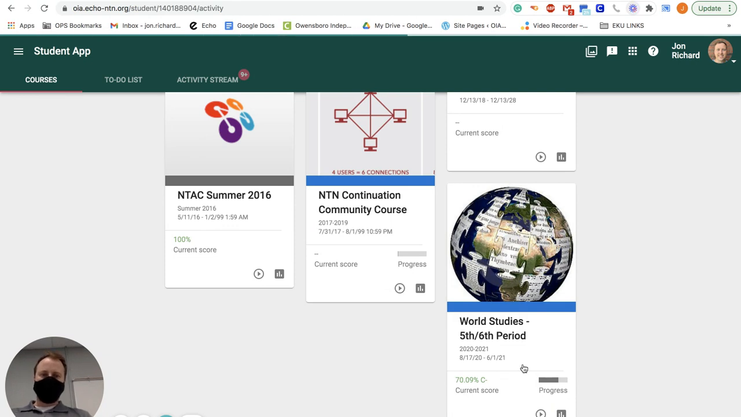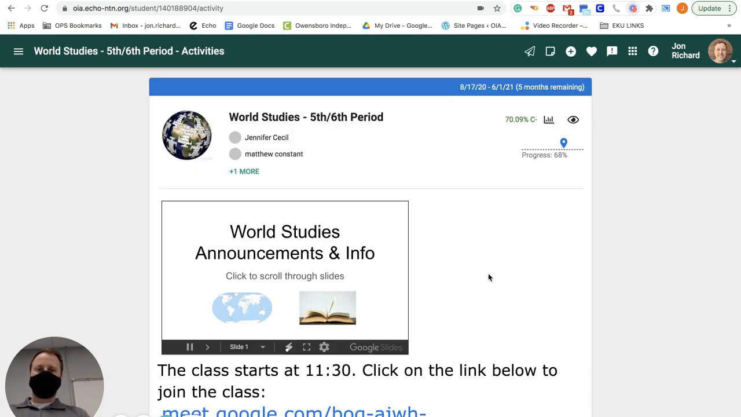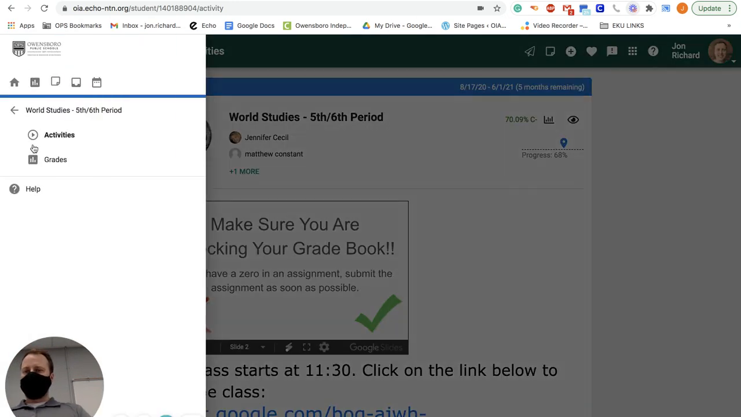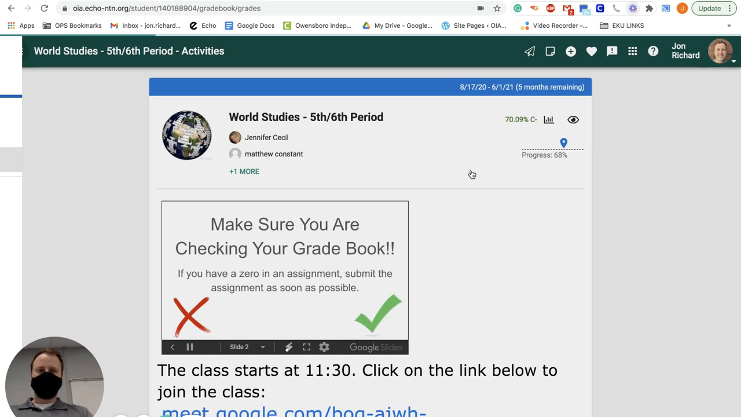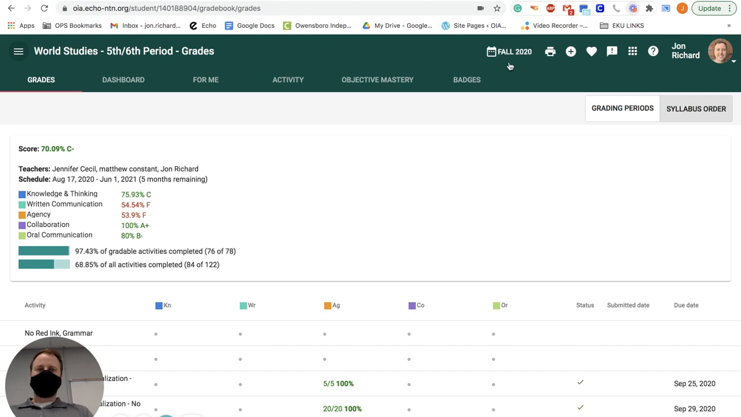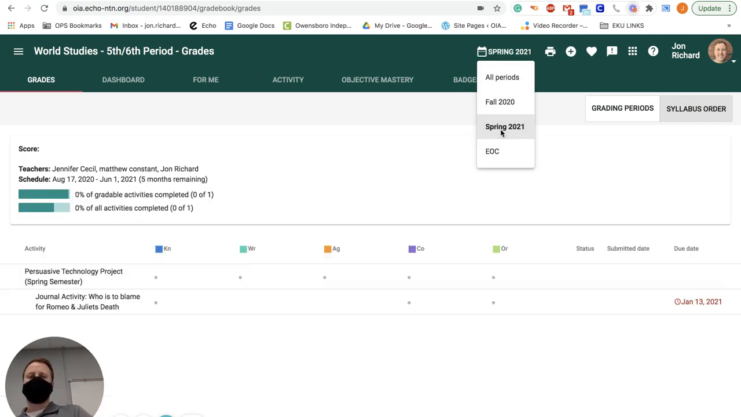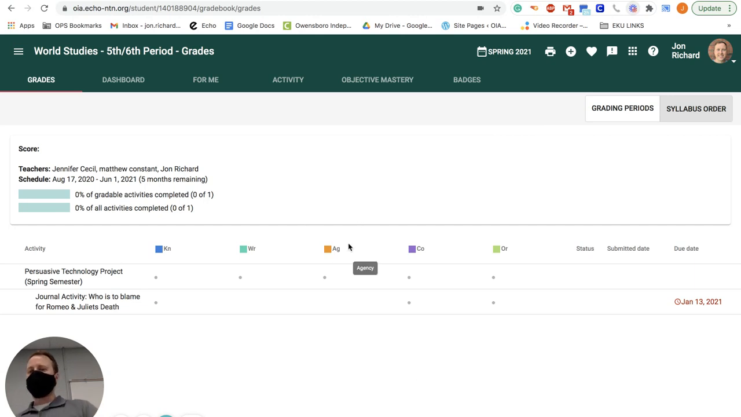So if I go in here, I will still see my grade for the class on the home page. But when I go in and go to my grade book as a student, taking a second to load, you will see that it says fall semester at the top. If you click on that, you can now look at the different semesters, okay? You can go to spring semester, and you'll see that there is one assignment in spring semester, okay? So you can see your spring semester grade versus your fall semester grade, okay? And you can also see your full all periods grade, okay?